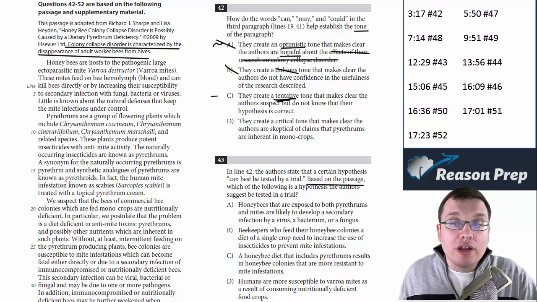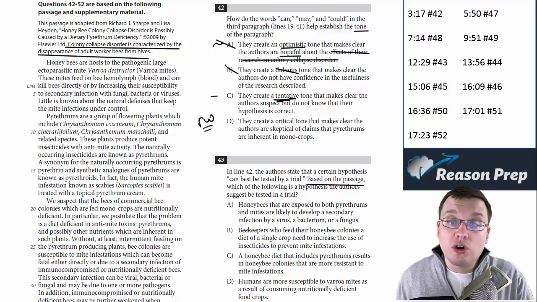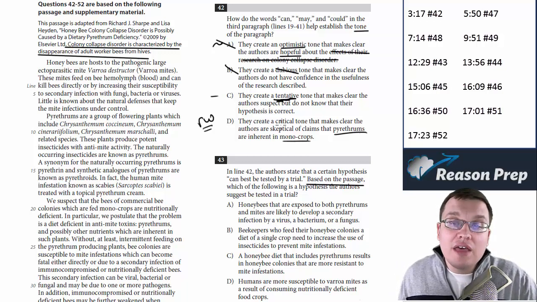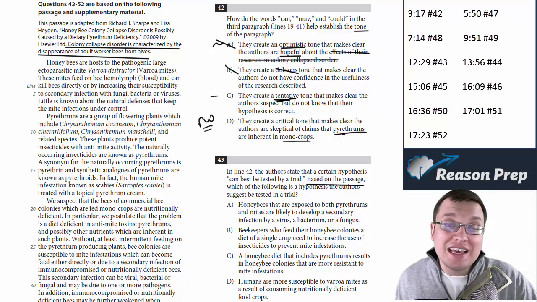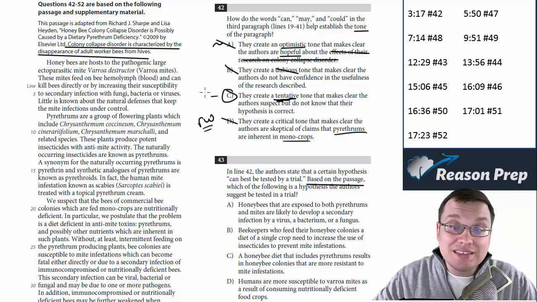They create a critical tone that makes clear the authors are skeptical of claims that pyrethrums are inherent in monocrops. So this is a really good example of a recycled word choice, right? They're using pyrethrums or using monocrops, but this is not at all the main point of this paragraph. They're not skeptical of this, because this is simply not true. Pyrethrums are not in the monocrops. That's the problem that they're describing. So D just doesn't fit best with what we read. On the other hand, C does.